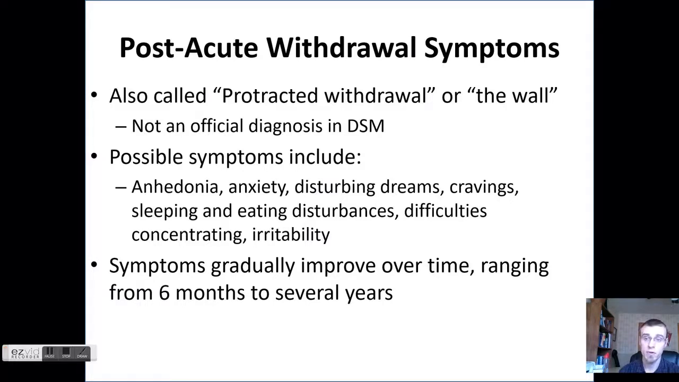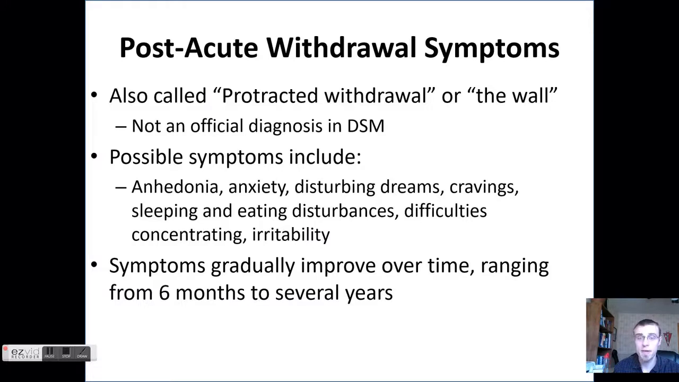Many people may give up on recovery when they get hit with post-acute withdrawal symptoms because they think it's not working. There's just no other way. They'll lose hope in their recovery. But that's why this is so critical to share with them that this syndrome is out there, because it's real and it's temporary.